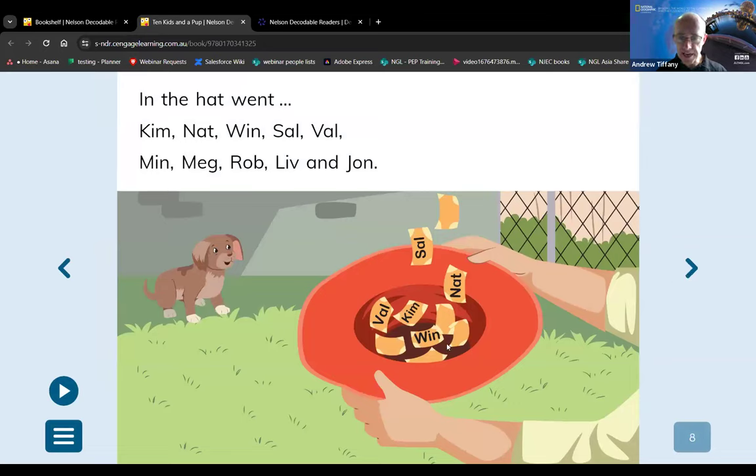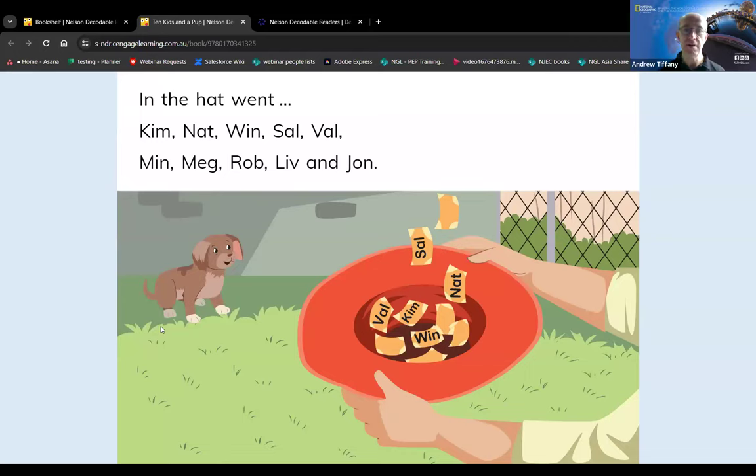Now, what names can you see here? So there's 10 names at the top. We've got Kim, Nat, Win, Sal, Val, Min, Meg, Rob, Liv, John. Okay. And here we can see one, two, three, four, five names. So if I say one of the 10 names, can you see that name? Yes, you can see it, or no, you can't in the hat. Okay. So if I say Min, can you see Min in the hat?